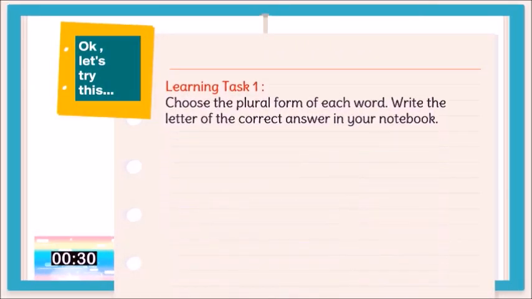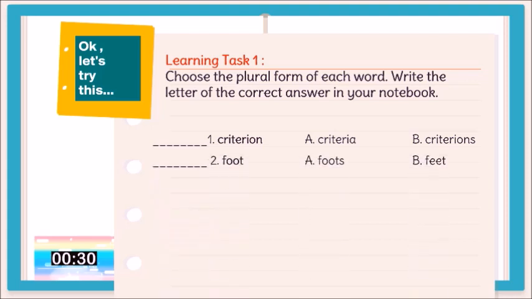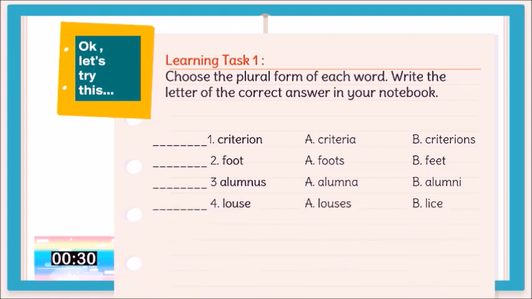Let's try this. Learning Task 1, choose the plural form of each word. Write the letter of the correct answer in your notebook. Number 1. Criterion. A. Criteria. B. Criterions. Number 2. Foot. A. Foots. B. Feet. Number 3. Alumnus. A. Alumna. B. Alumni.